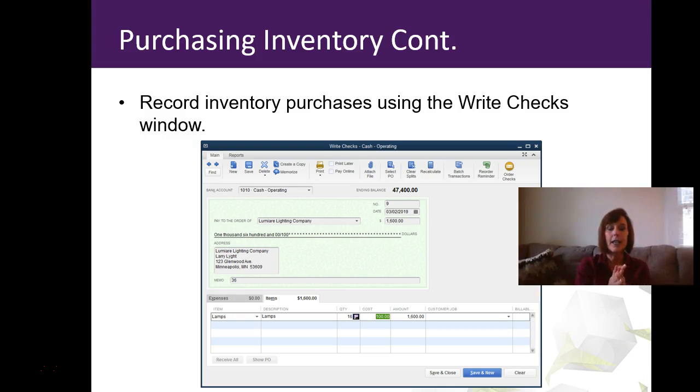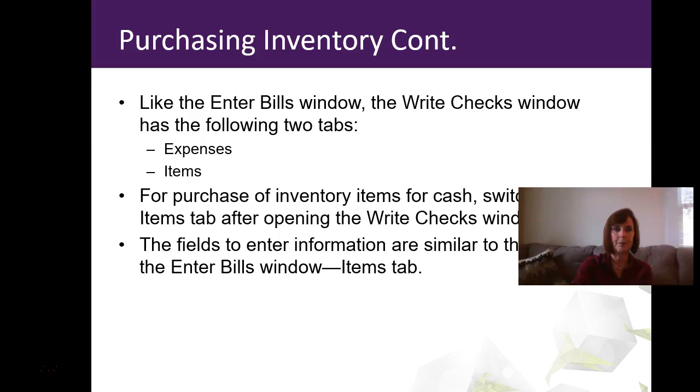Write checks is what we do when we're just purchasing it for cash and we're not worried about a bill that we're paying later. We do it in the Write Checks window under the banking tab on our toolbar. Similarly to Enter Bills, we have these two tabs here, the expense and the items. We just need to make sure that we are entering them within the correct tab, depending on whether it's an inventory or non-inventoried item.